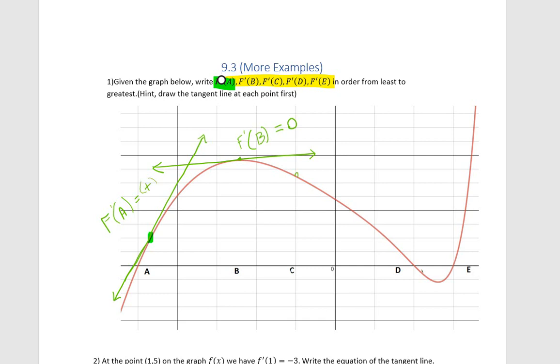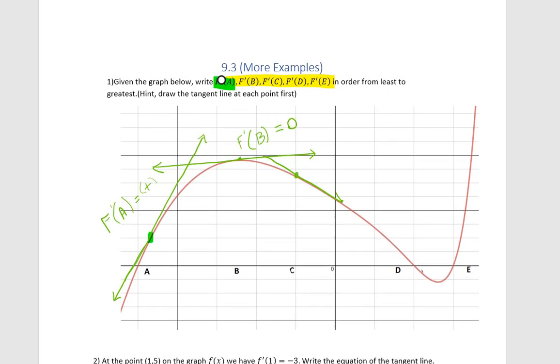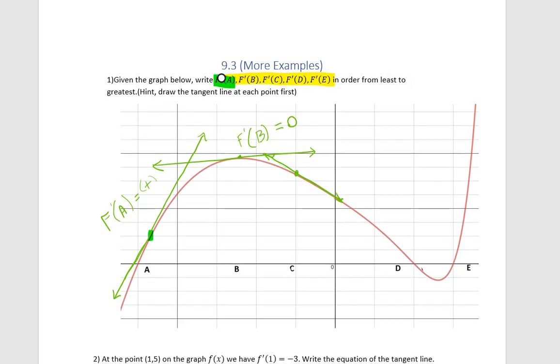All right, if I look at f prime of C, I also don't know exactly what that slope is, but as I look at it from left to right, remember that's how you read a graph, just like you read a sentence, that's going to give me a negative slope. Now if I look at D, that is also going to give me a negative slope.